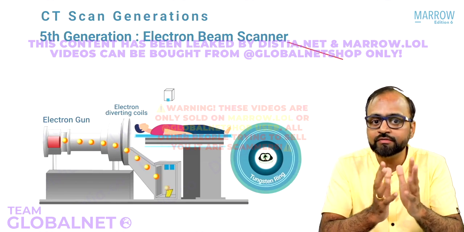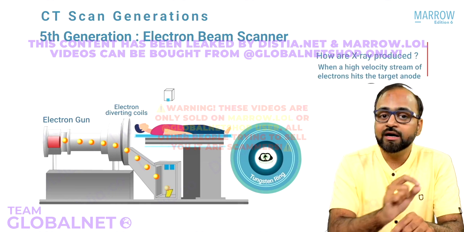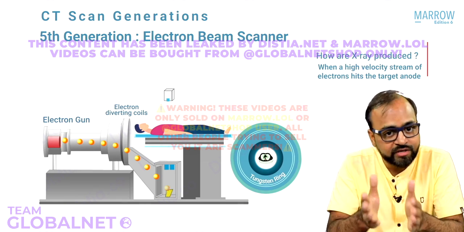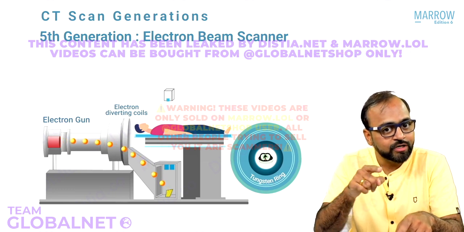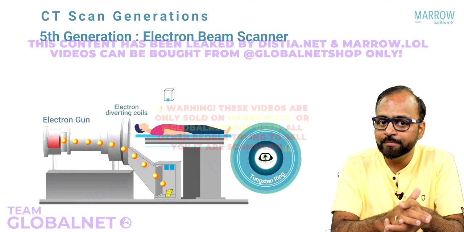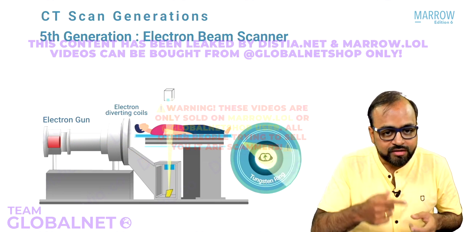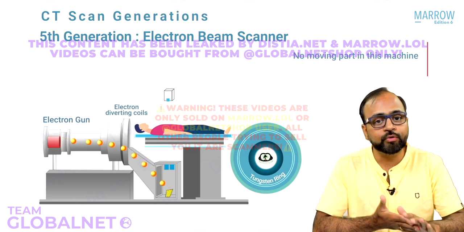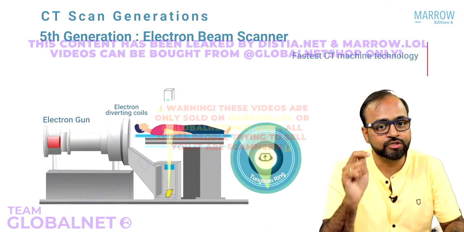Do you remember X-ray production we have studied? How are X-rays produced? We have seen in the animation. X-rays are produced when a high velocity stream of electrons comes and hits a target anode, which is a heavy metal target. So similarly here, look in this animation, when this high velocity stream of electrons passes through these coils, it is directed such that it hits the tungsten target ring. What will happen? When a high velocity stream of electrons hits a tungsten target ring, X-rays will be produced. These X-rays will pass through the patient's body. It will be detected by the detectors. There is no moving component in this entire machine at all. This is one of the fastest CT scan machine technologies which has been developed.